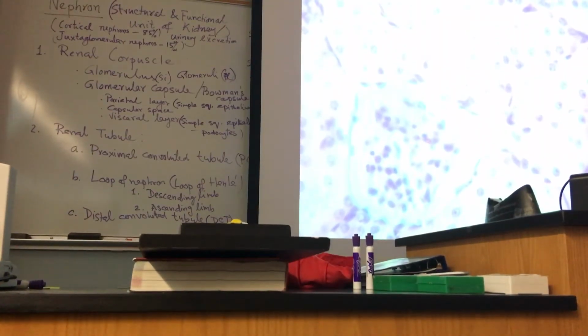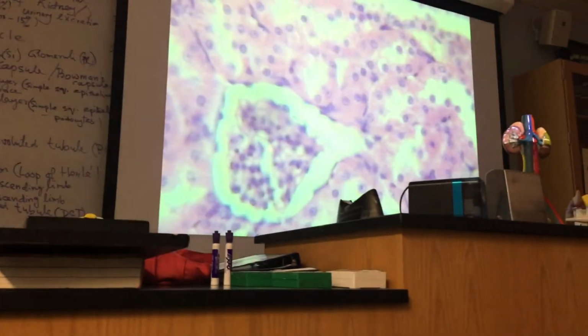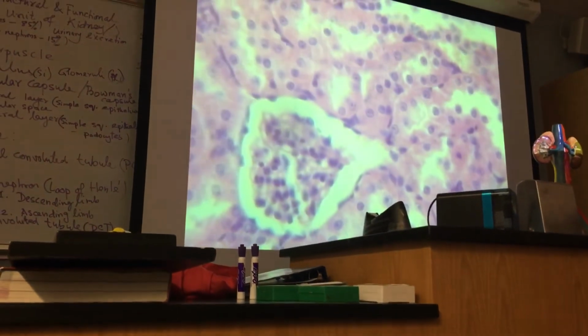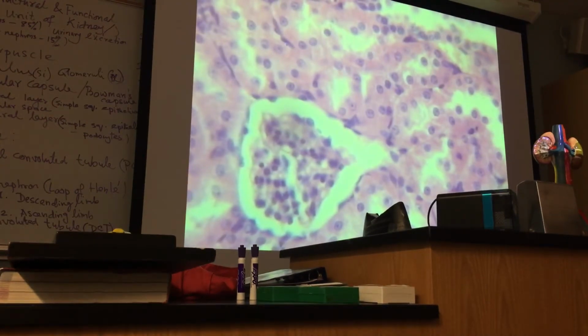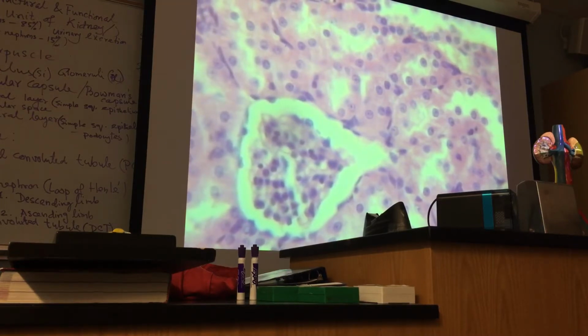So, if I put a pointer here and ask you to identify the structure, I can accept three answers, any one of the three. One, you can write renal corpuscle. I will accept that as a part of renal corpuscle. You can write glomerulus, which is true. And you can also answer, glomerulus covered by visceral layer.